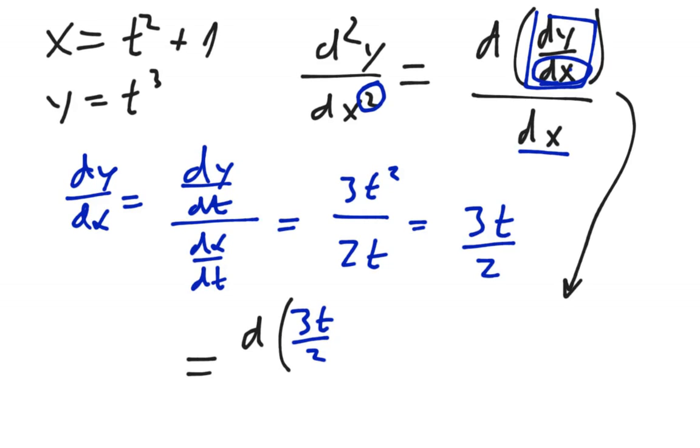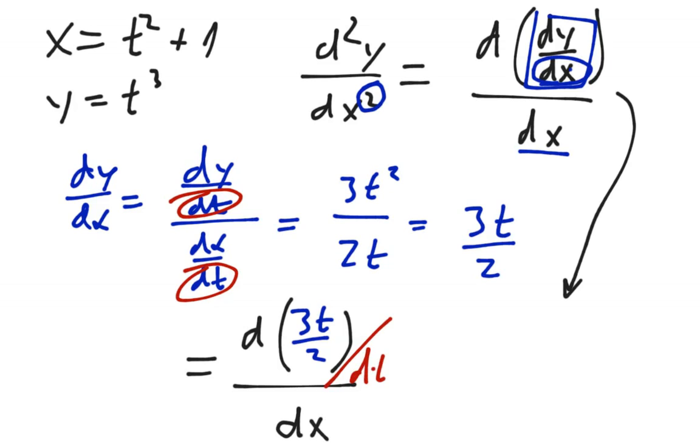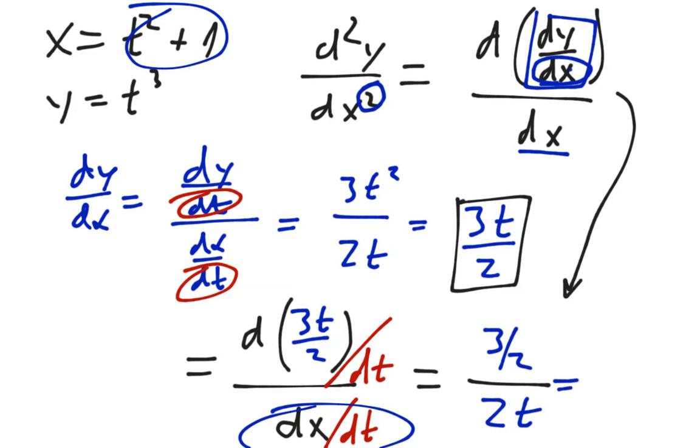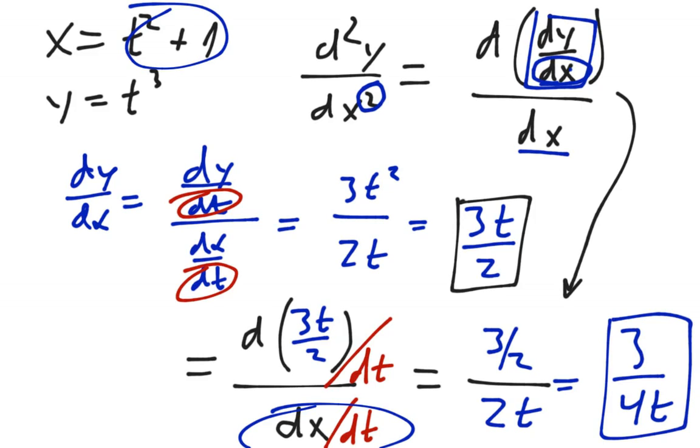Now we have the derivative of 3t over 2, and we're taking that derivative with respect to x, but now we can't do this because we don't have t as a function of x or something like that. And so we have to do the same dt trick here as well. We need to divide the top by dt and the bottom by dt. And so what ends up happening is we take the derivative of that first derivative with respect to t, that gets us 3 halves, and then we divide by dx/dt again, and that dx/dt is going to be 2t. And when we simplify this, what we'll get is 3 over 4t, which is the second derivative.